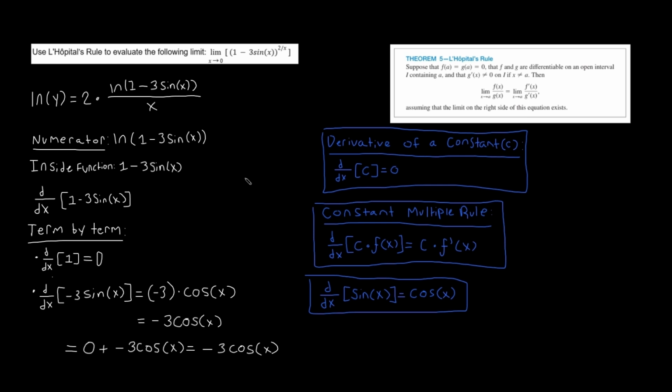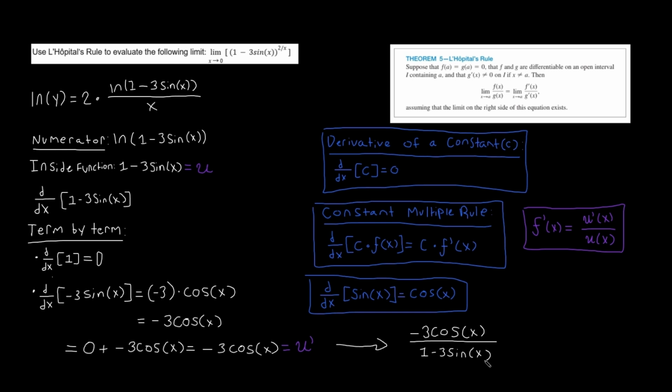There's something called the chain rule for logarithms, and I'll write it out. Written in pink is the chain rule for logarithms. Now, if we set 1 minus 3 sine of x equal to u, and its derivative, negative 3 cosine of x, as u prime, we can now plug this in to the chain rule for logarithms. The derivative for the numerator is going to be negative 3 cosine of x over 1 minus 3 sine of x.